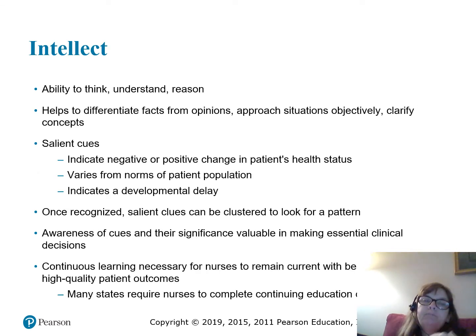So intellect is the ability to think, understand, and reason. And we use that to help us differentiate between facts and opinions. It helps us to approach situations objectively and clarify concepts. There are cues about intellect. It can indicate a negative or positive change in a patient's health status. It varies from norms of the patient population. So what's the normal in your area or your facility? And if the intellect is not there, it can help indicate a developmental delay. Once it's recognized, then cues can be clustered to look for a pattern.